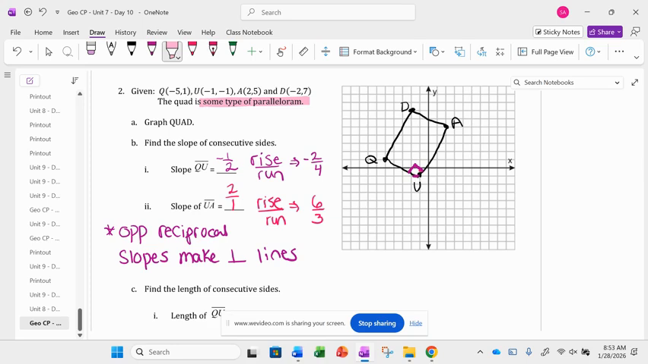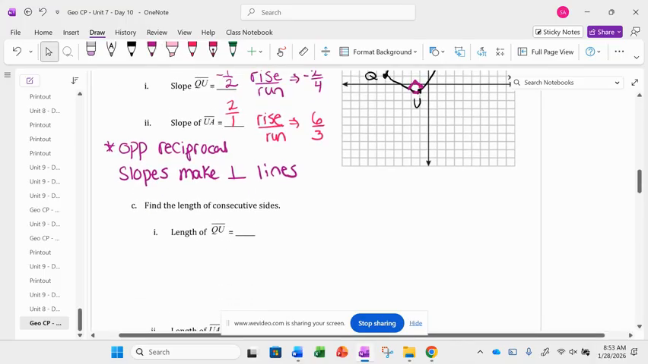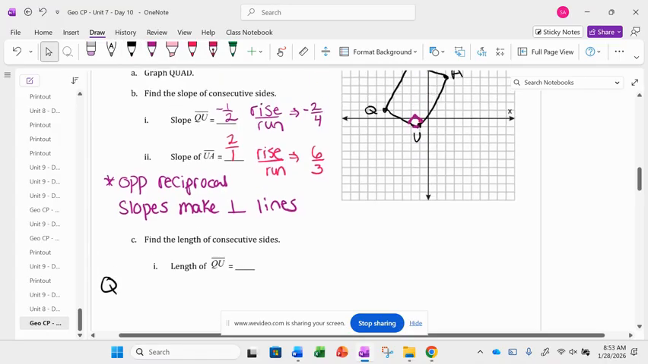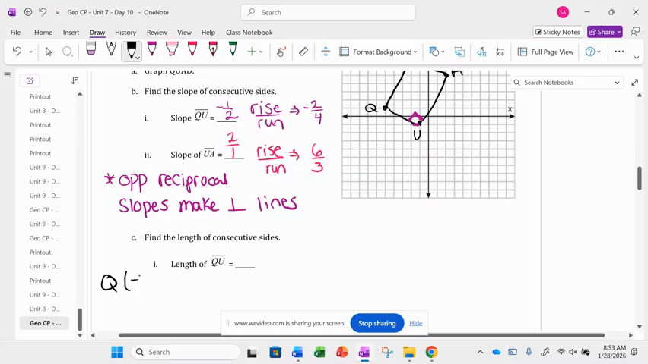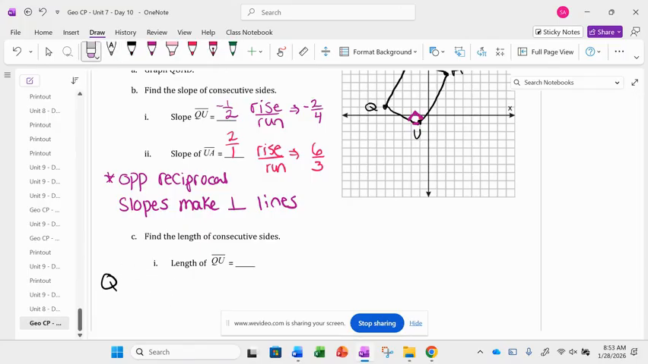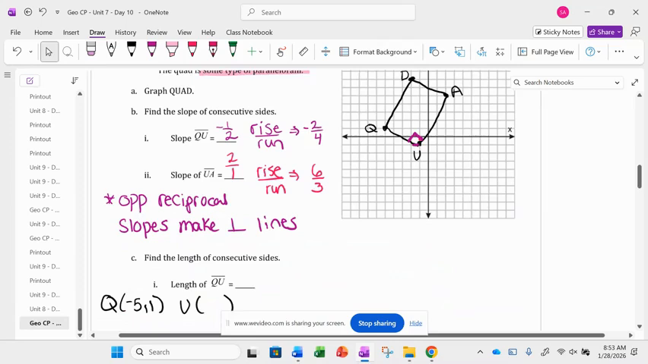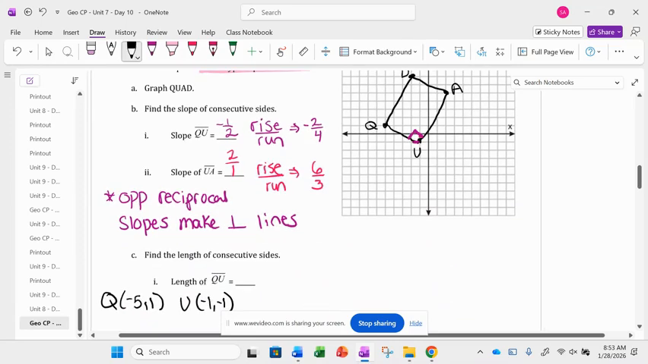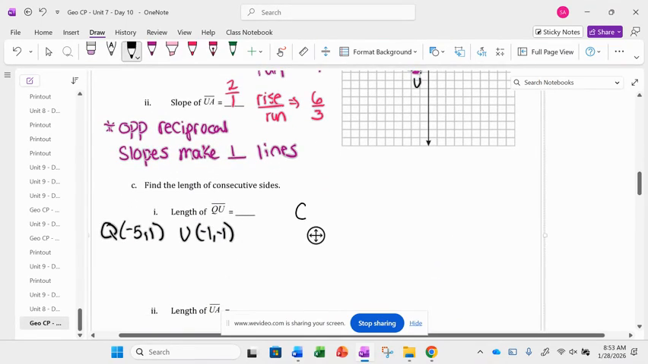Now what we're going to do is check the sides to see if it's also a rhombus. So let's look. We want to now check the length of the consecutive sides. So the point Q has the coordinates -5, 1. And U has the points -1, -1. So now we're going to find the length of QU.